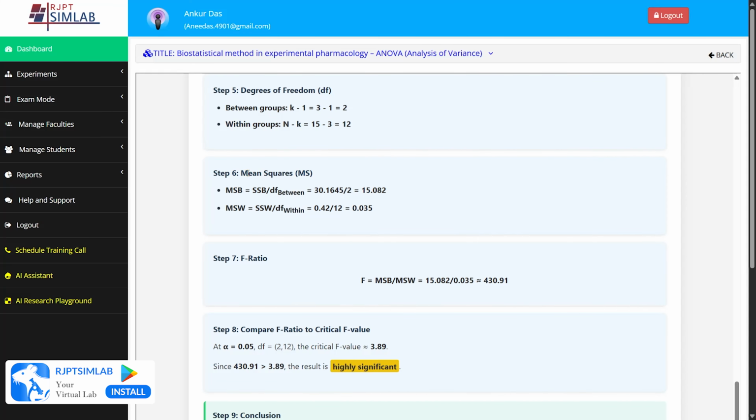So now we'll move on to our next, sixth step, which is the mean square, MS value.